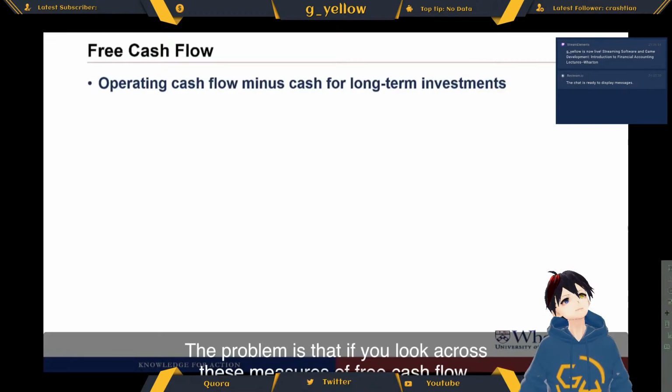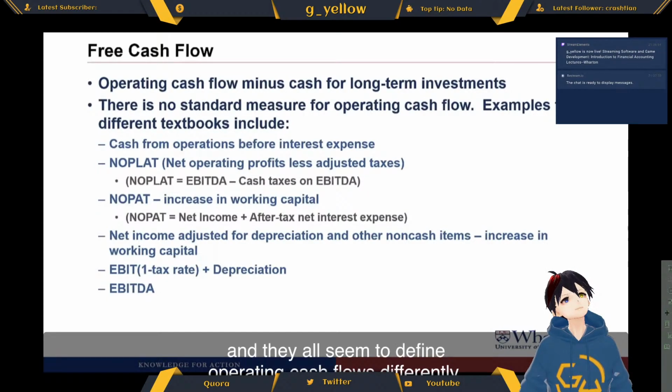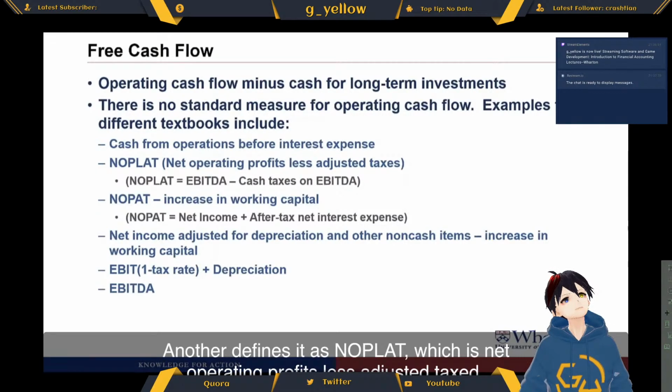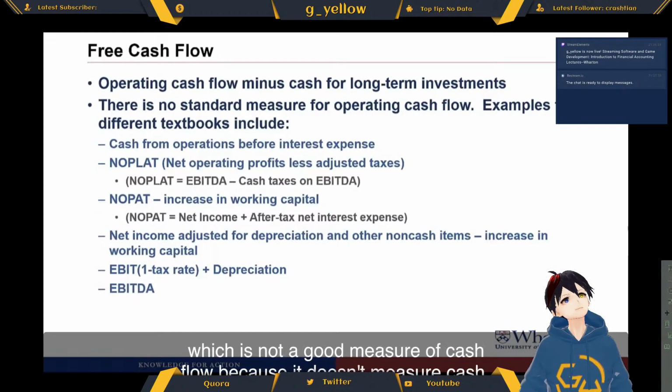The problem is that if you look across these measures of free cash flow, there's often no standard measure for operating cash flow. So I've got a number of accounting and finance textbooks lying around my office, and they all seem to define operating cash flows differently. One book defines it as cash from operations before interest expense, so using the FASB number and then adjusting for interest expense. Another defines it as NOPLAT, which is net operating profits less adjusted taxes, which would be EBITDA minus cash taxes on EBITDA, which is not a good measure of cash flow because it doesn't measure cash.